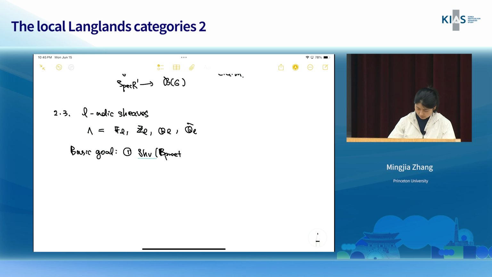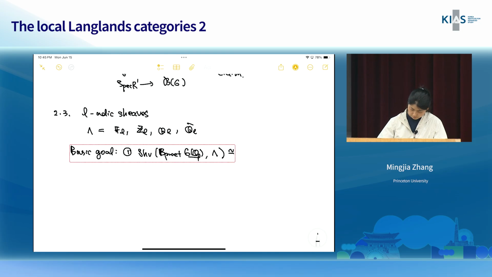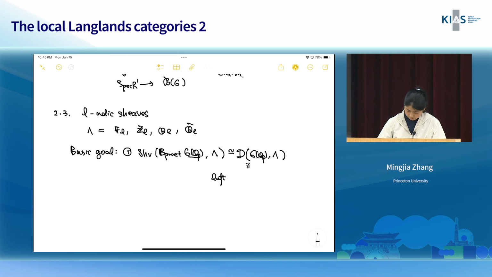So first of all, we've identified the strata in BG, and you probably want to identify sheaves on these classifying stacks with smooth representations. So more precisely, in the end, what will be true is that this will be the same as the left completion of the usual derived category of smooth representations of G(Q_p) on Lambda modules.